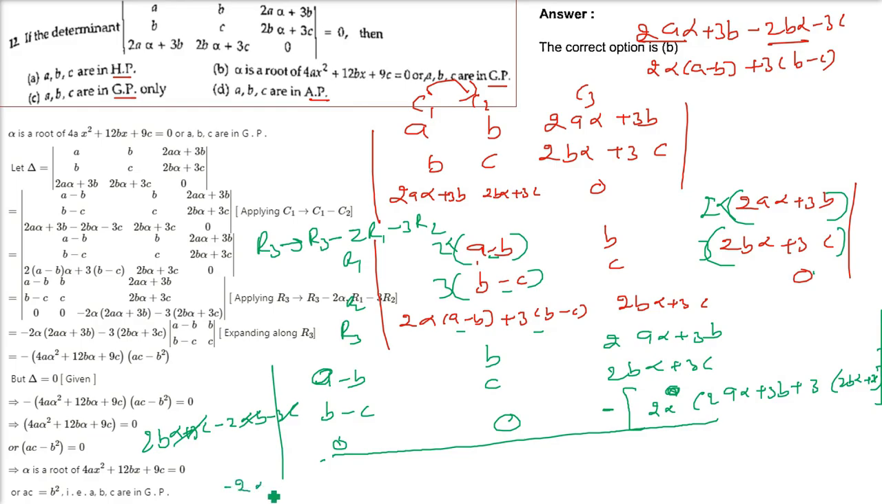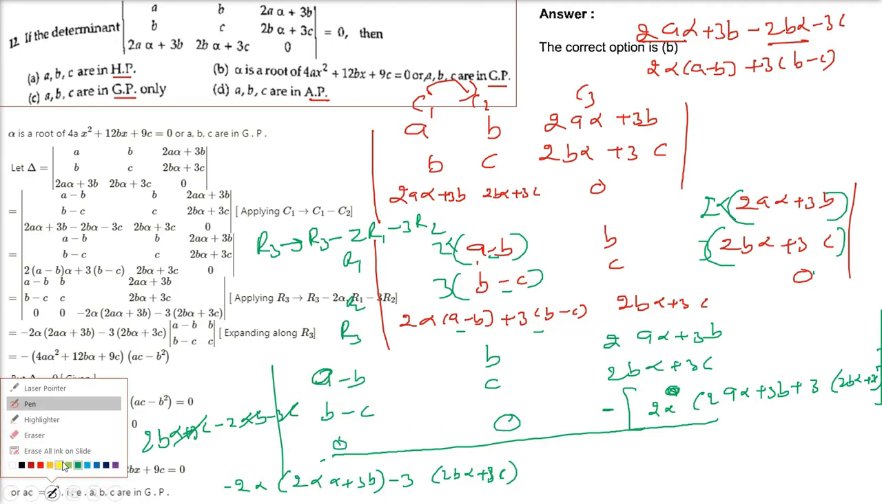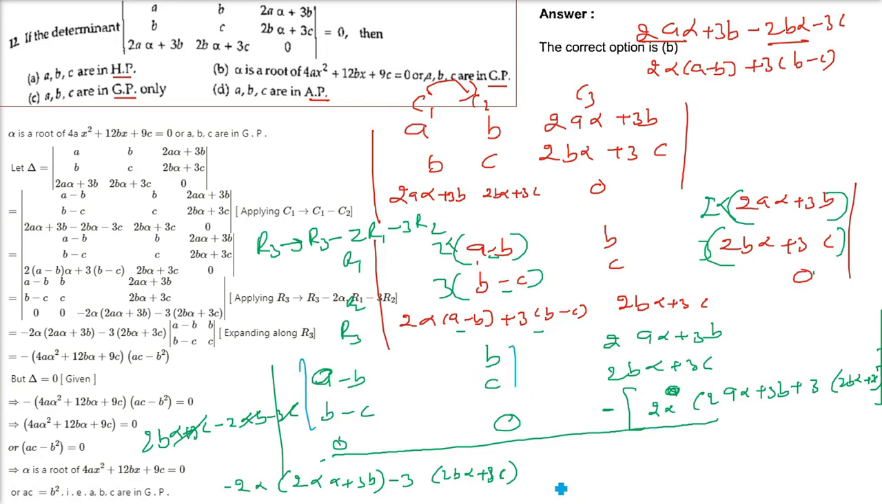Minus 2 alpha. Then we have 2A alpha plus 3B. And then we have, I'm taking minus inside. So let it be minus. Minus 3, 2B alpha plus 3C. And this will be, see, let me just show you here. This will be on the next element. So let us solve it. A minus B into C minus B minus C into B minus C. So you get CA minus CB minus B square plus BC. So this BC gets cancelled.